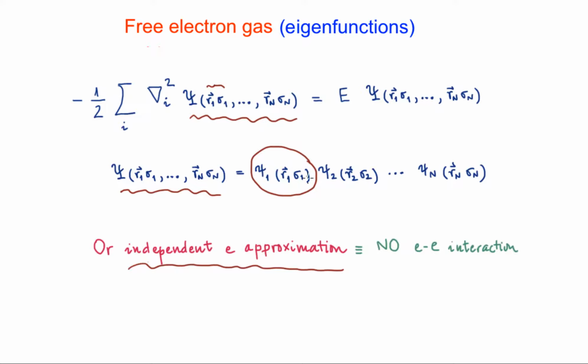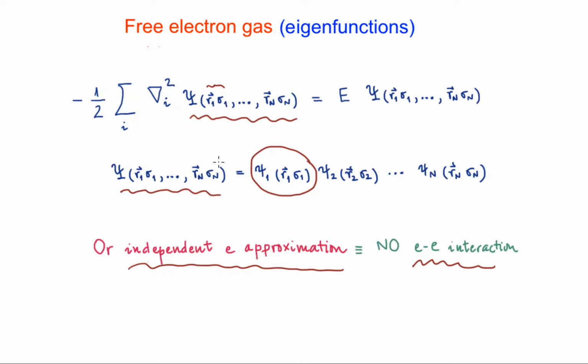And we can apply this separation of variables method whenever we are not considering electron-electron interaction. Of course, if we're including the electron-electron interaction, the separation of variables method cannot be applied, and the wave function cannot be expressed in that way. So, as I've said, our aim is to calculate the wave function corresponding to each electron.